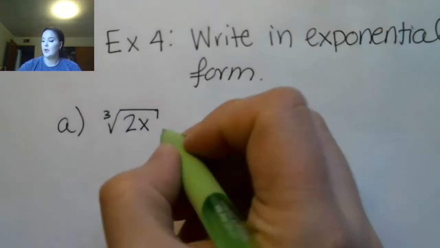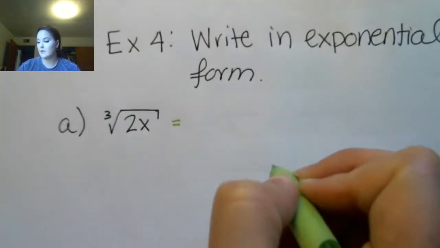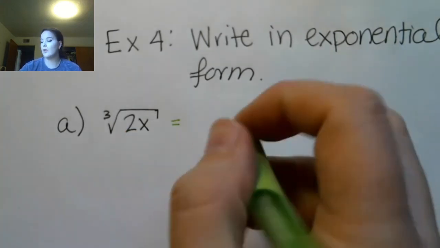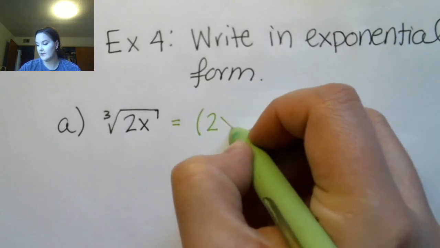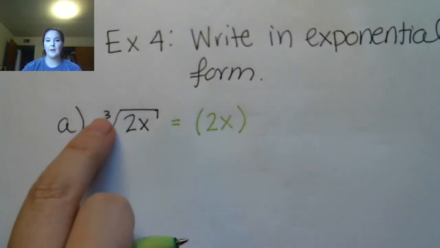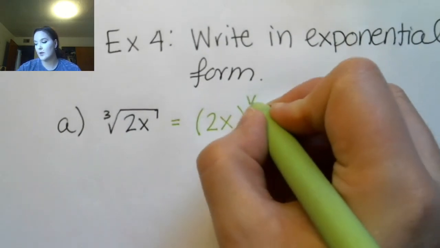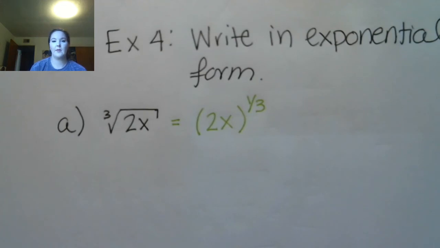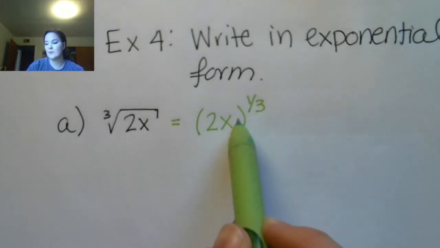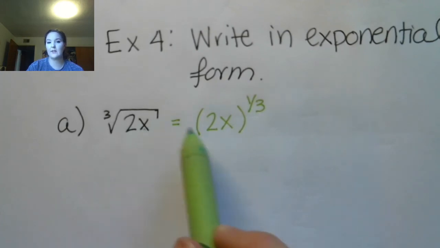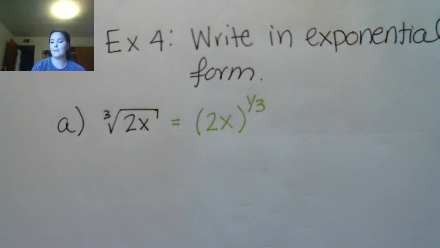So it's the radicand that's the base. My base here is 2x. When there's more than one thing, I'm going to put it in parentheses. And then my index becomes the denominator of the exponent. Again, I need these parentheses because there's more than one piece to the radicand. I have 2 and x, so I need to show that they're both part of the base with my parentheses.